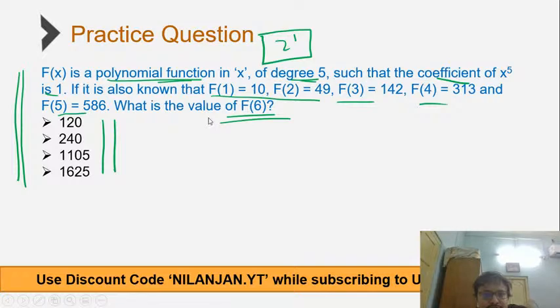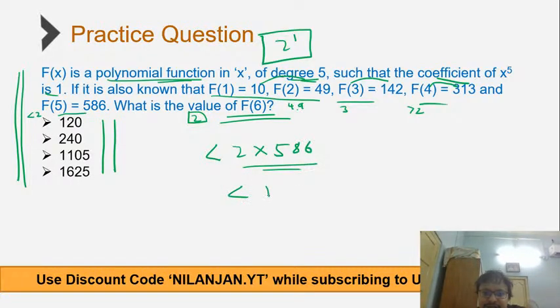So how do we do this? Look for patterns here. All the terms are increasing. F2 to F1 is 4.9 times. F3 to F2 is 3 times. F4 to F3 is greater than 2 times. F5 to F4 is just less than 2 times. So F6 to F5 should ideally be within 2 times of F5. So the answer should be a little less than twice of 586.